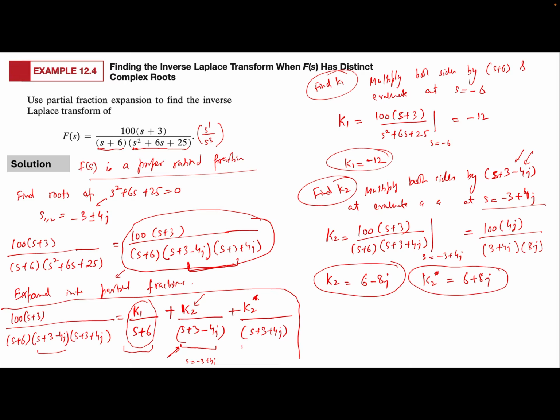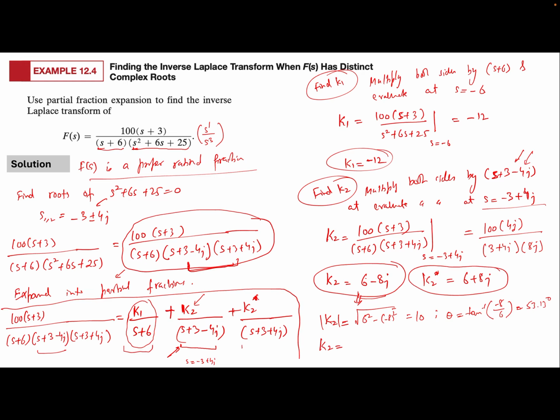One more thing, these are complex numbers, so I can represent k2 in different forms as well. For example, k2 is a complex number, so you can take the mod of k2. The mod of k2, the square root of 6 squared plus 8 squared, comes out to be 10. Similarly, you can find theta, which is tangent inverse of minus 8 over 6, and comes out to be approximately minus 53.13 degrees. So you can write k2 in different ways.